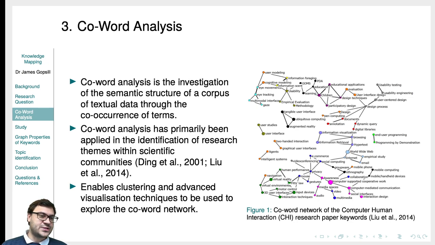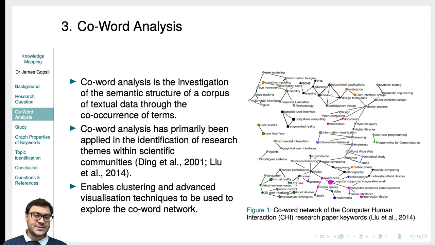Co-word analysis is the investigation of the semantic structure of a corpus of textual data through the co-occurrence of terms. We primarily see co-word analysis being used on scientific literature, be it journal series or conference series, where researchers have pulled out the keywords from the front pages of each of those conferences and journals and look to identify the co-occurrence of those terms between the documents. So a co-occurrence of a keyword on a document would then form a link in the network. That network link would increase in weight and importance if more documents had those two words within it.